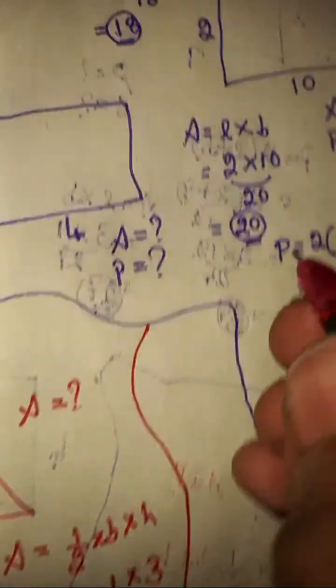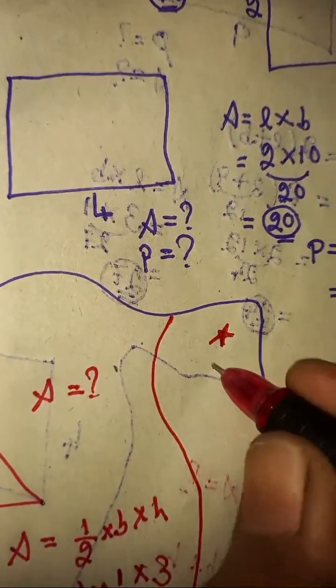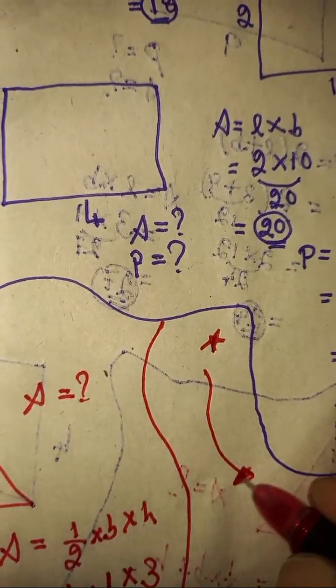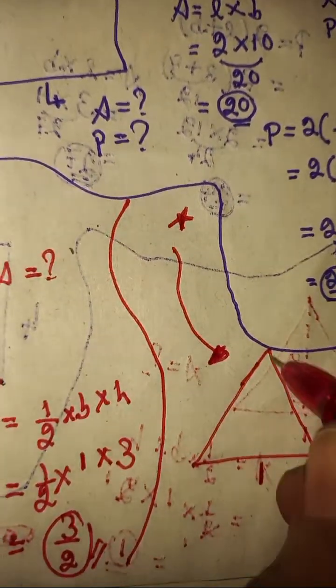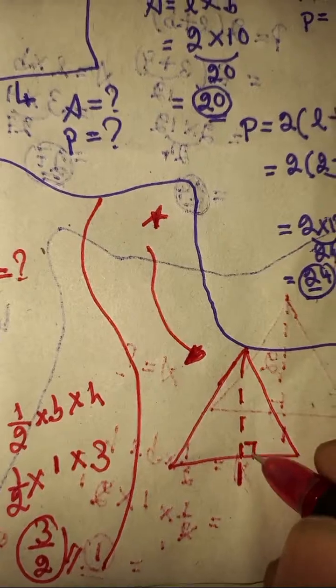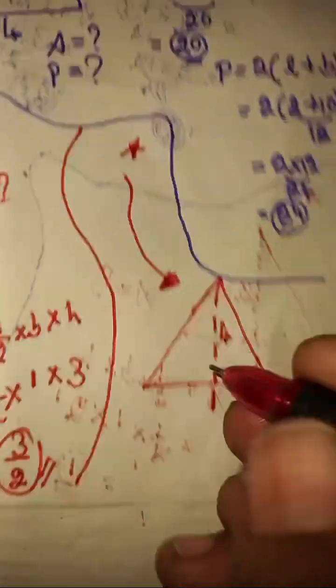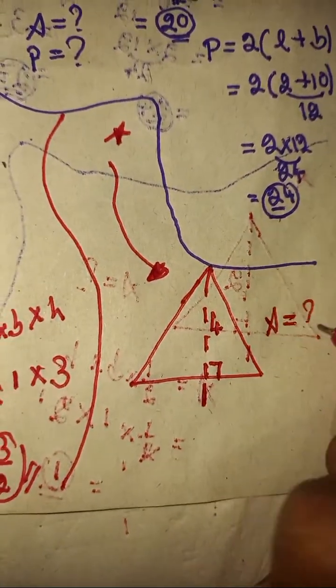Let's take one more triangle. In this triangle, they have given that the base length is the same, 1 unit, and the perpendicular height becomes 4 units. Now find out what's the area.